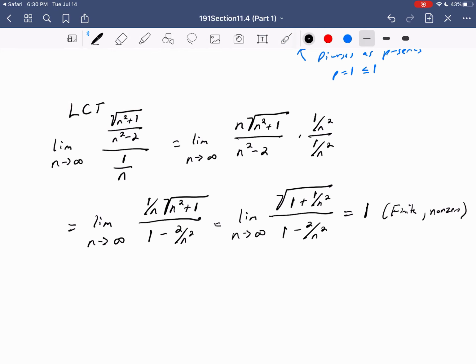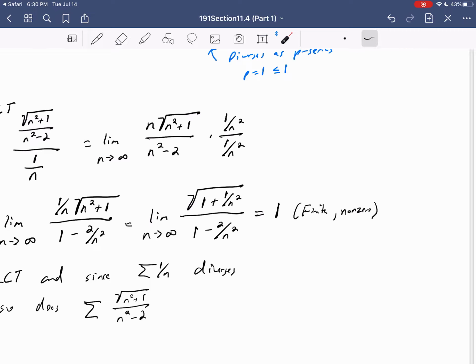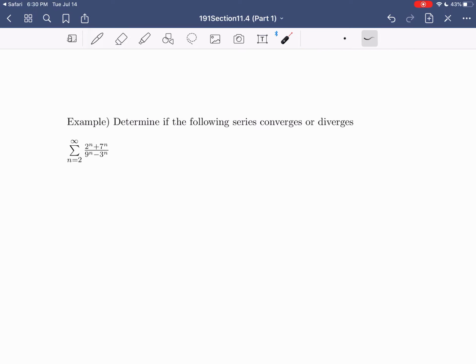So we could say by LCT, and since the sum of 1 over n diverges, so does the sum of the square root of n squared plus 1 over n squared minus 2. So in other words, these terms are about the same as these in the long run. So since this sum diverges, so does this sum. Okay, let's take a look at one last one where we won't be comparing against a p-series, but the same idea holds. So we're going to try to determine if this series converges or diverges.